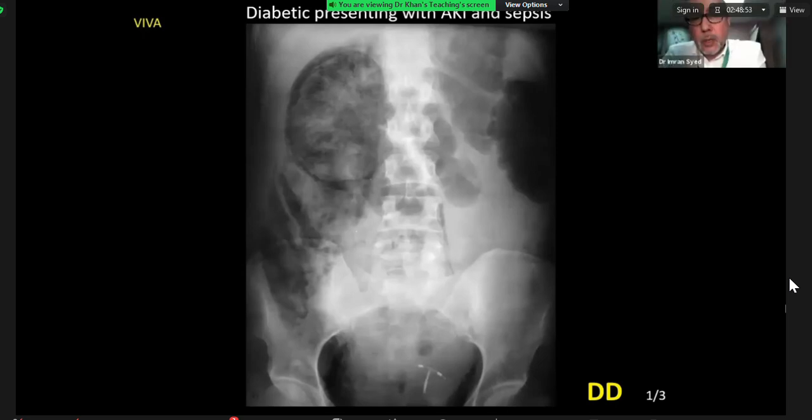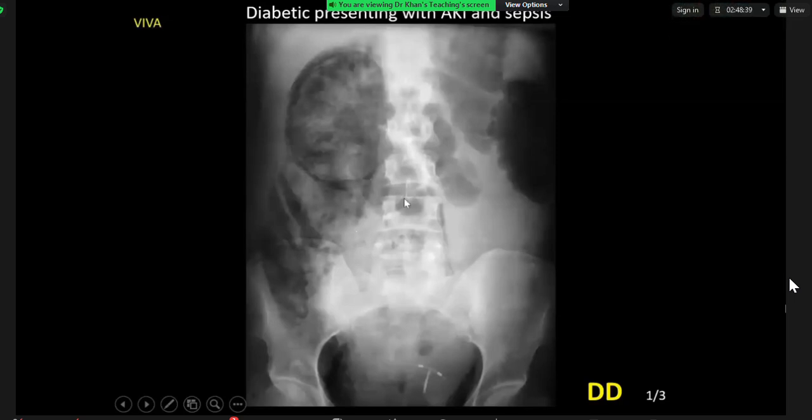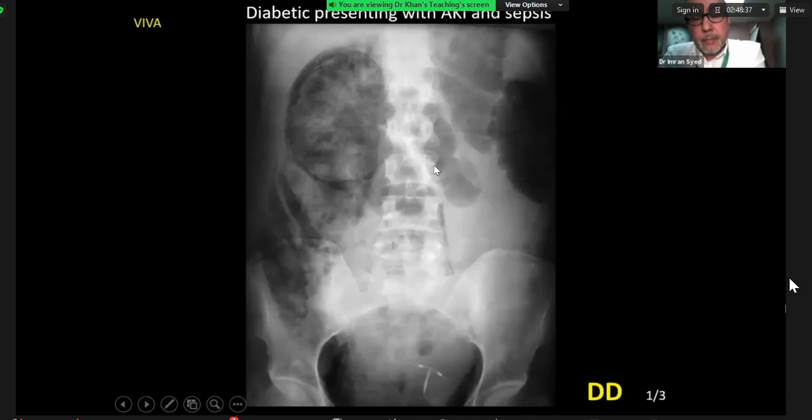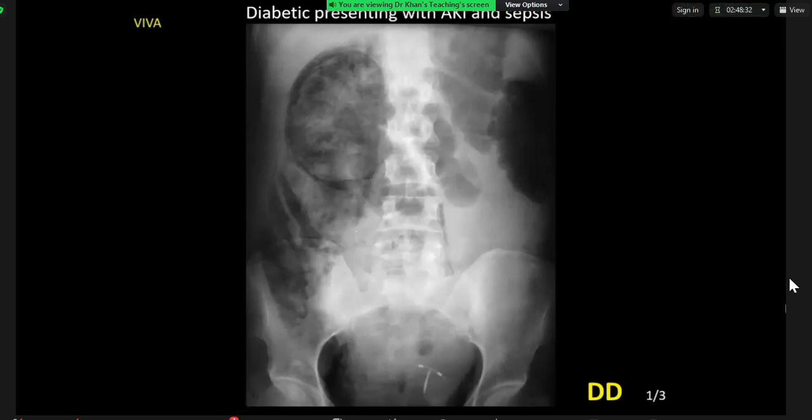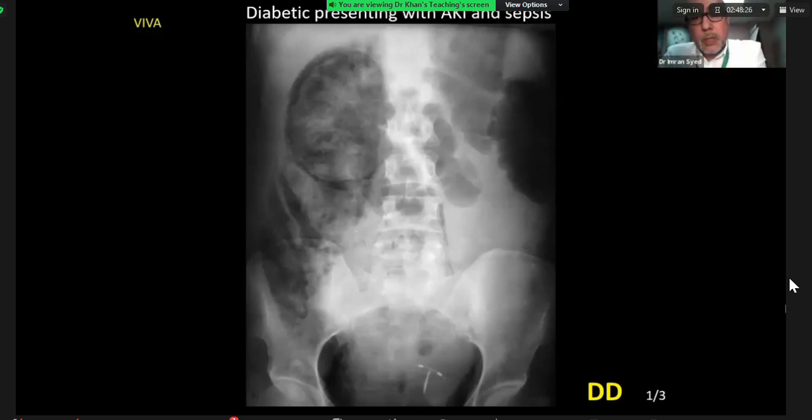So the gas that you've described in the left psoas is clearly there. But what do you make of this? Can you see this? Yes, I can see this. And what's that then? Is that surrounding the fascia, Gerota's fascia around the kidney? No. That would be ventral to the kidney and be seen on FAST.